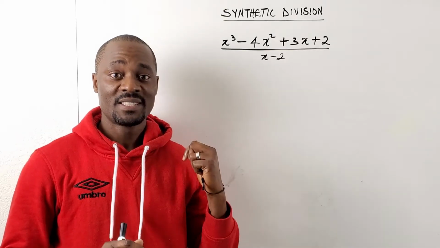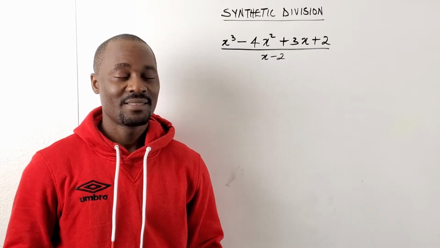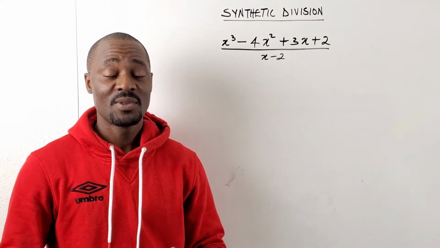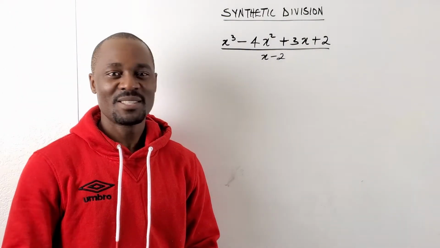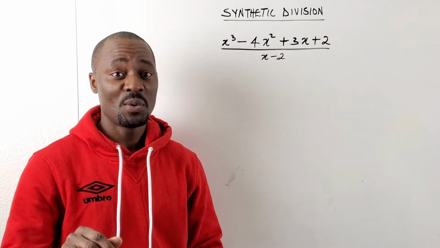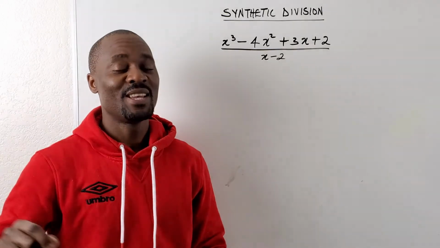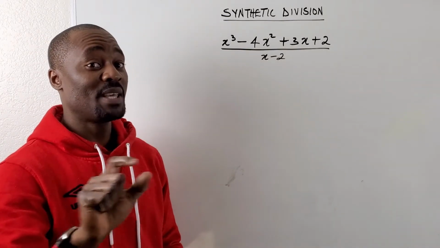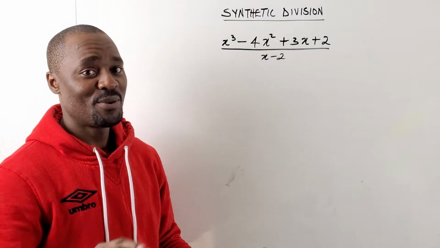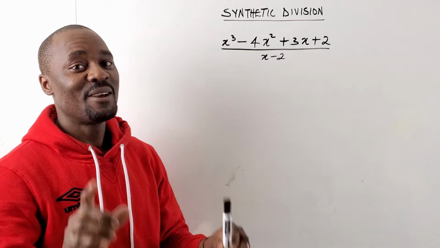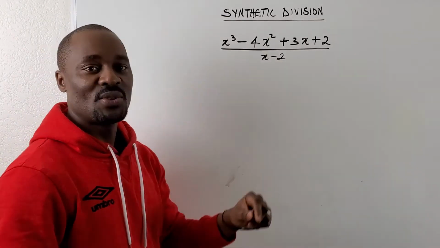So synthetic division is long division without the madness that comes with long division. This is very simple, very straightforward. You don't need to write many things. You just need to do simple multiplication and additions. That's all you have to do. Multiply and add. But before we do that, let's go back to the question.